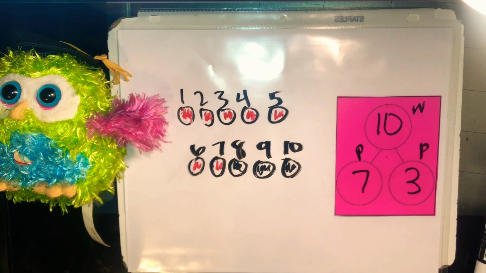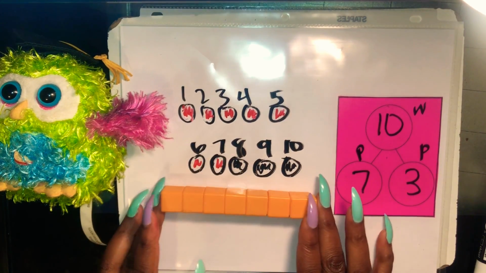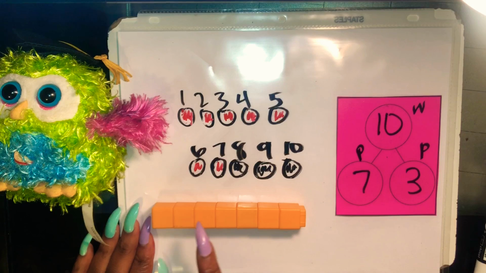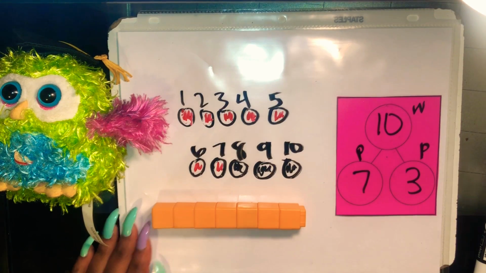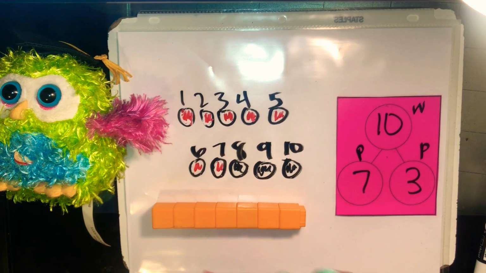And I can show you that with my cubes because I have 7 cubes right here. 1, 2, 3, 4, 5, 6, 7. And 3 cubes over here. And that equals 10. Let's count. 7, 8, 9, 10. All right, boys and girls.